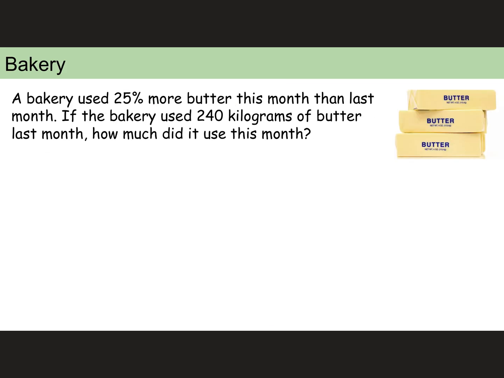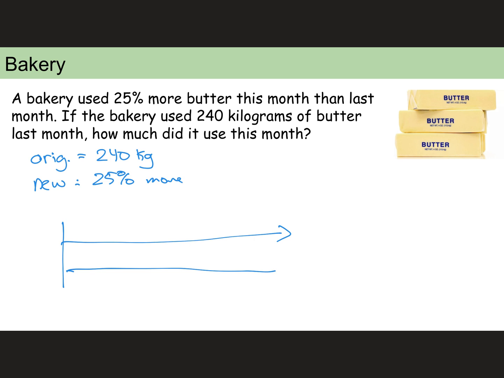A bakery used 25% more butter this month than last month. If the bakery used 240 kilograms of butter last month, how much did it use this month? So the first thing I want to do is identify my original. My original is going to be 240 kilograms. That's how much it used last month. And now we're trying to find the new number, which is going to be 25% more than my original. So as a double number line, I could look at it like this.